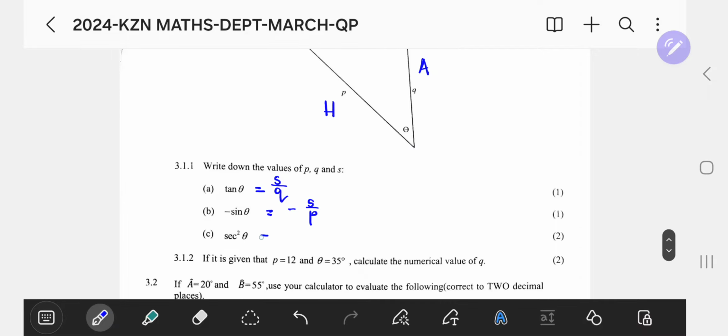And now they want sec squared. So you guys remember that sec is a reciprocal, and sec is the same thing as 1 over cos, where cos is, and let's write this down, where cos is adjacent over hypotenuse, sec is hypotenuse over adjacent. So it's the fraction swapped around.